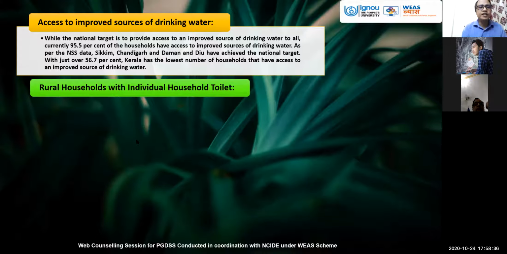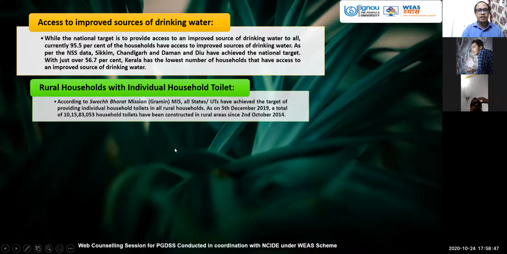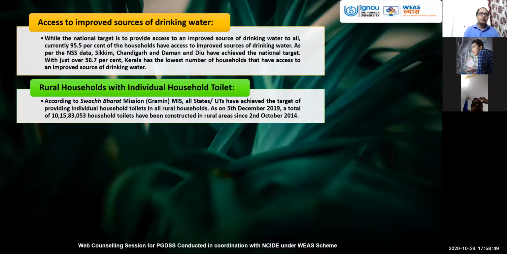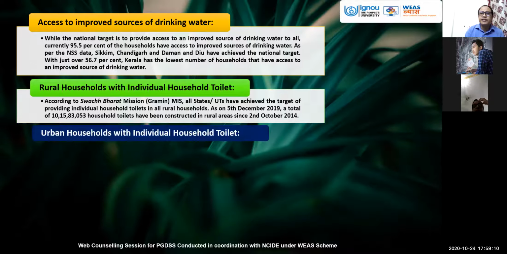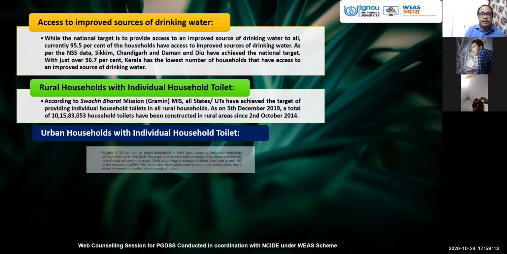When you talk about sanitation, we need to understand the number of rural households with individual household toilets. We are achieving a lot. Under the Swachh Bharat Mission, as of 5th December 2019, a total of more than 10 crore, 15 lakh, 83,053 household toilets have been constructed in rural areas since 2nd October 2014. This is a big achievement.